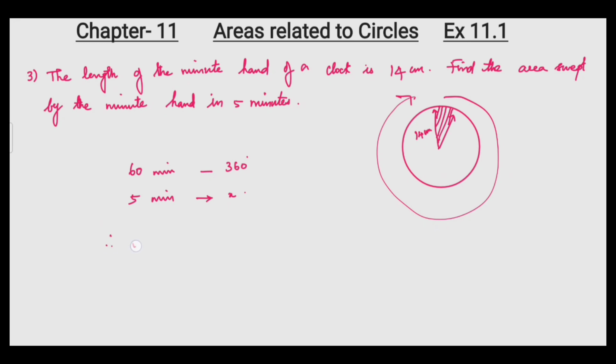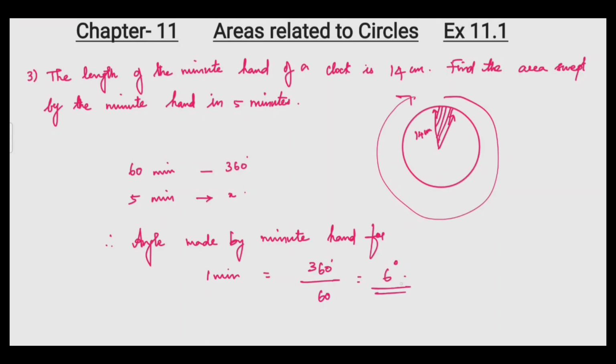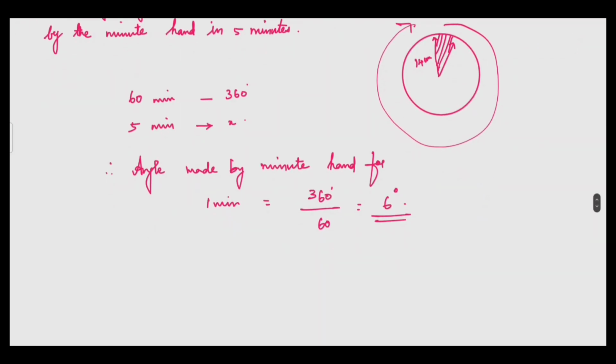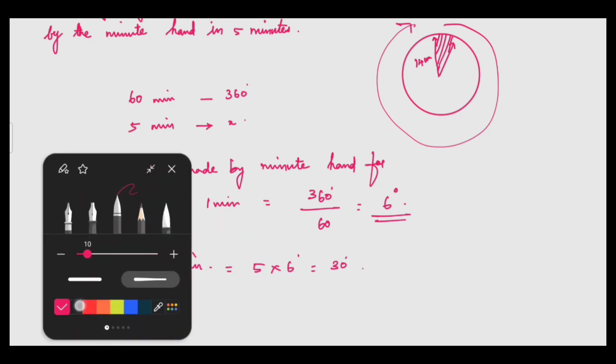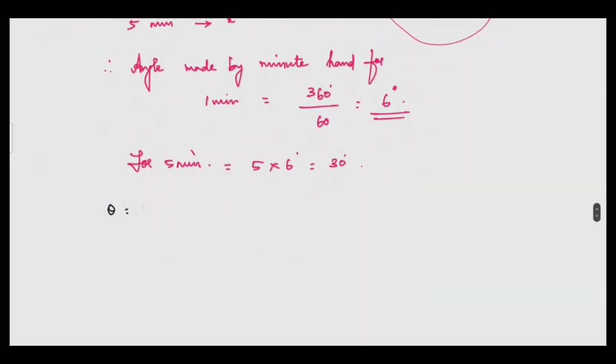So let me write it. Angle made by minute hand for 1 minute is equal to 360 degrees by 60. We'll get 6 degrees. For 5 minutes, we'll multiply 5 into 6 degrees, that is 30 degrees. So now we have received our theta as 30 degrees.